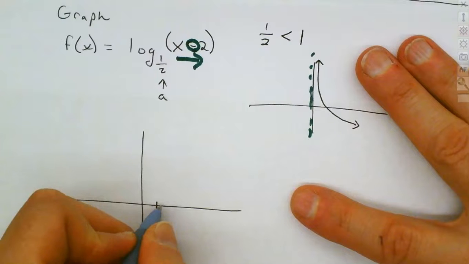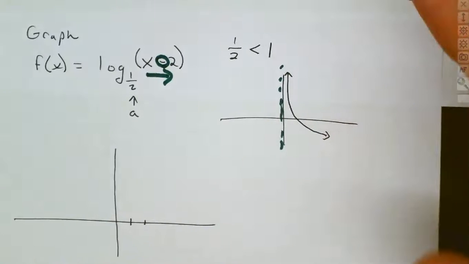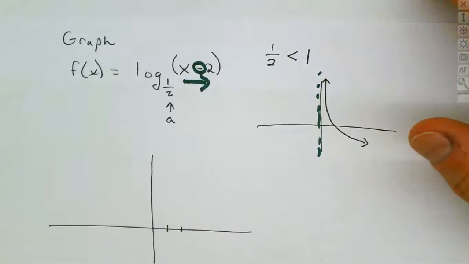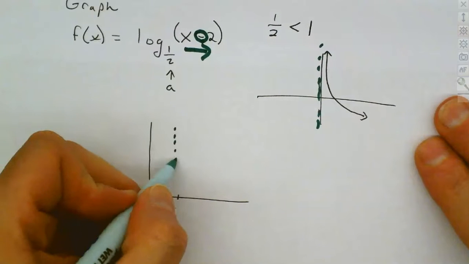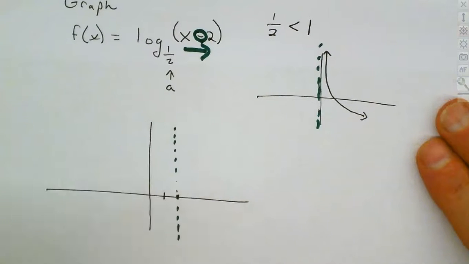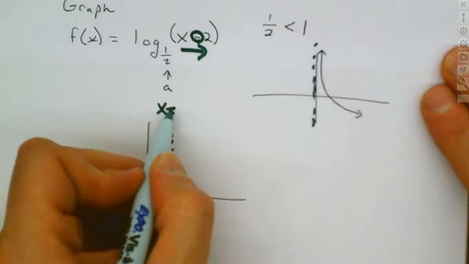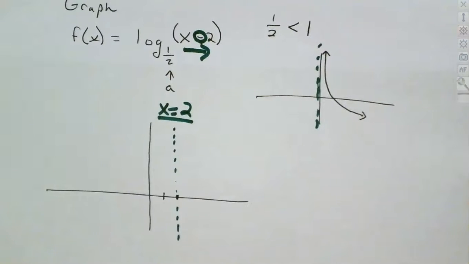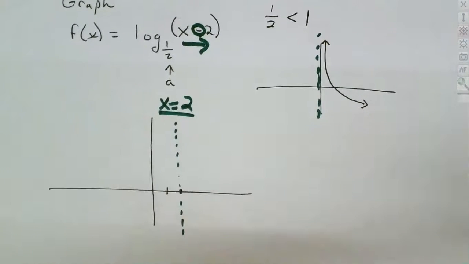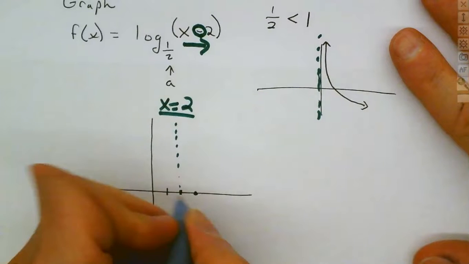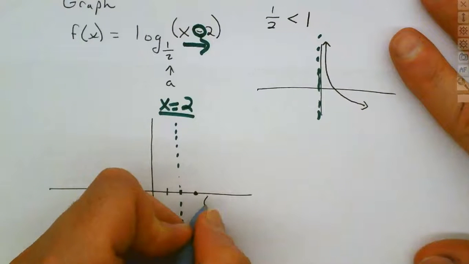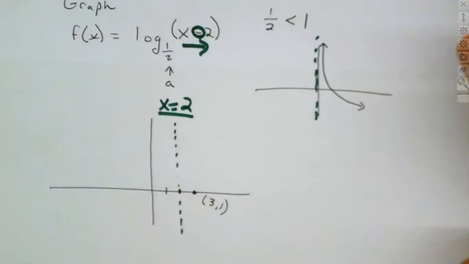So my vertical asymptote, these have vertical, the exponentials have horizontal. So my vertical is going to be x equals 2. Is everyone okay with that? Now we need our 2 points. So our first point is going to be right here, and that's 1 unit in front. So that's at 3, 1.